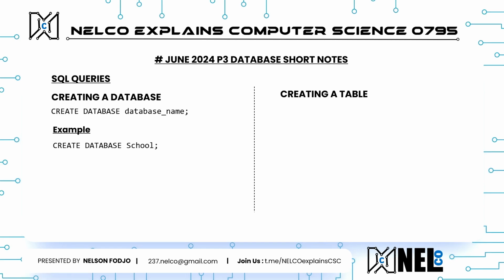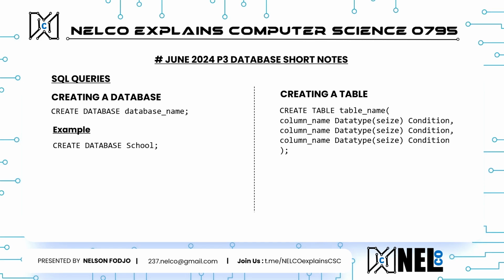Next, let's create a table using SQL queries. To create a table using an SQL query, use the syntax CREATE TABLE, table name, open parenthesis, column name, the data type, the size, the condition, comma, column name, data type, size, condition, comma, and so on. The last one does not have a comma because you are listing items within parentheses. You start and you end. Good. So you close your parentheses and you end it with a semicolon.